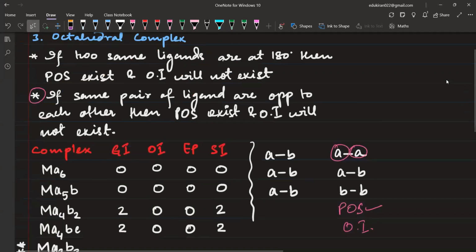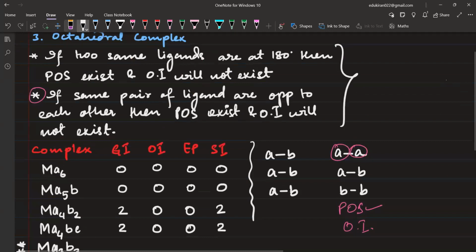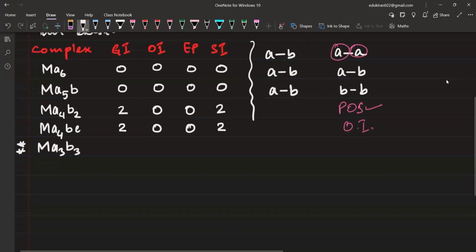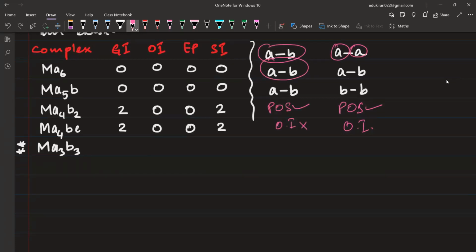Now this I have discussed earlier, है ना. जो लोग late आए हैं वो please, ये दोनों points हमने कैसे बनाए हैं, where plane of symmetry exists and not exists, I have explained this. Deborah and Mir, you got this guys? Yes, please tell me. Two same ligands opposite to each other, यहाँ पे plane of symmetry exists and optical isomer will not exist.